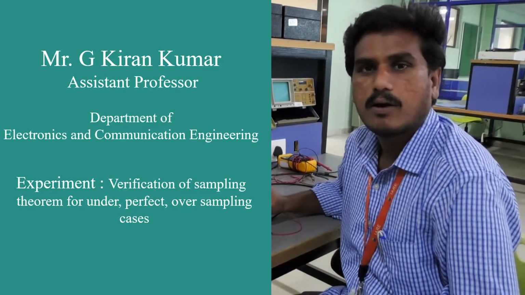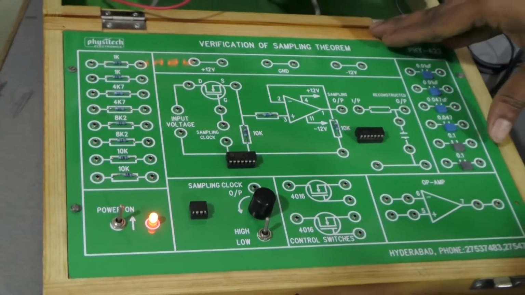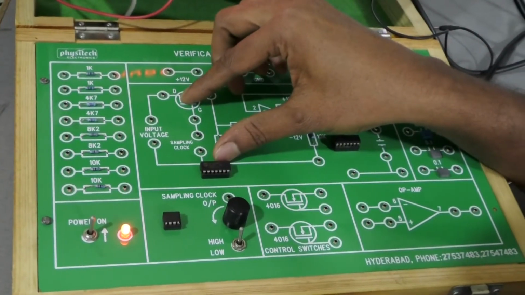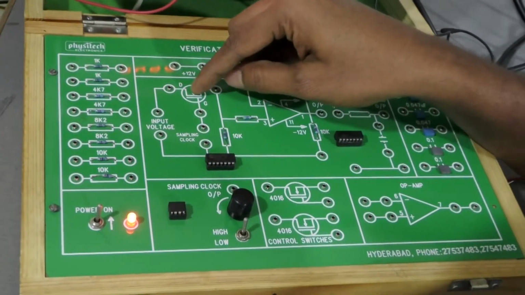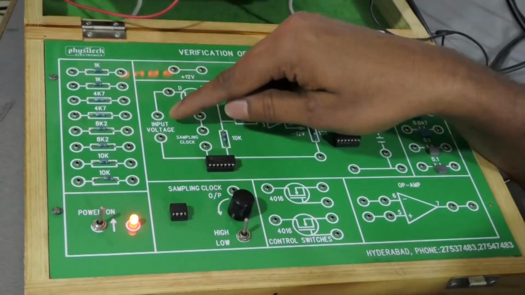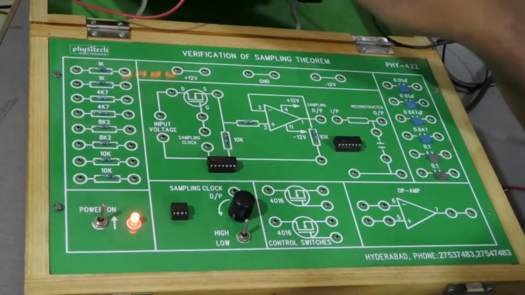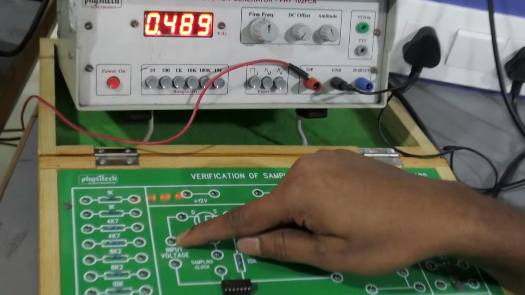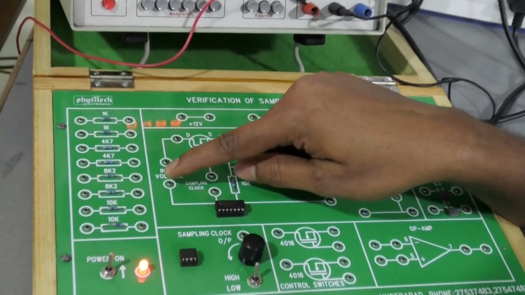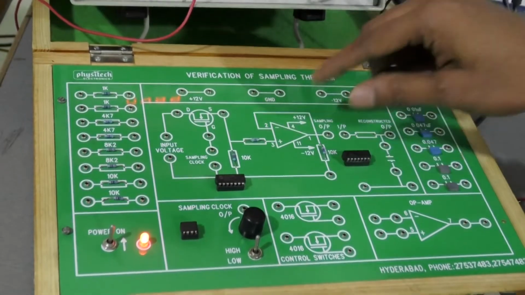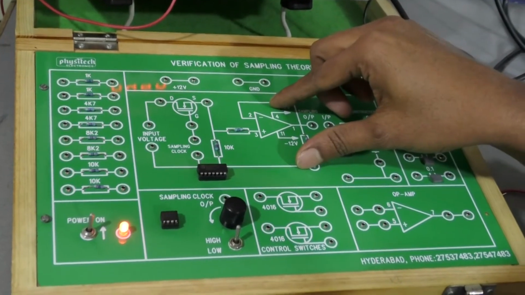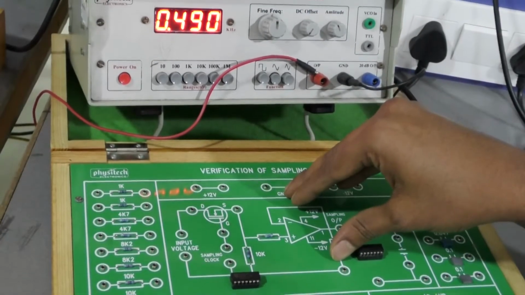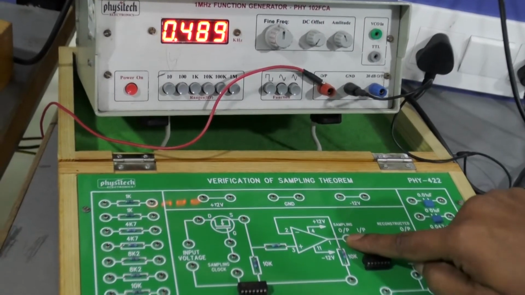Here you can see the sampling theorem kit. In it there is a sampler circuit. This is the sampling circuit, and for it we have to give the input voltage from the function generator. This is for input and this is for ground, and this is the sample and hold circuit. Based upon the input voltage, the sampling circuit will give the output as samples.